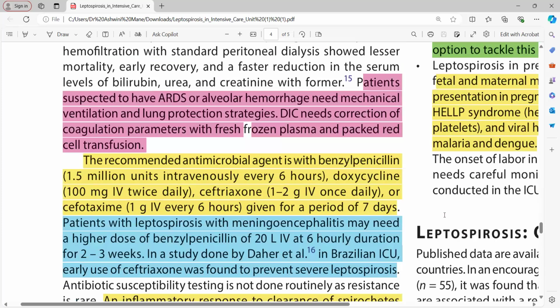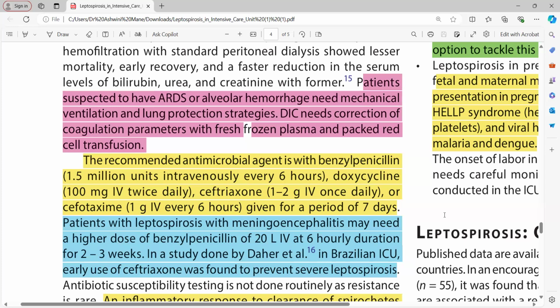Patients suspected to have ARDS or alveolar hemorrhage need mechanical ventilation with lung protective strategies. DIC needs correction of coagulation parameters with fresh frozen plasma and packed red cell transfusion.